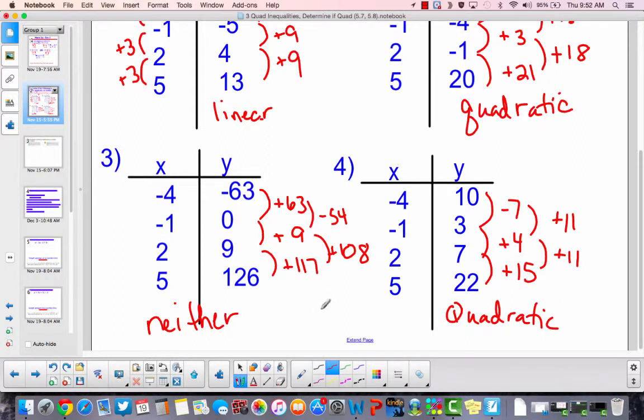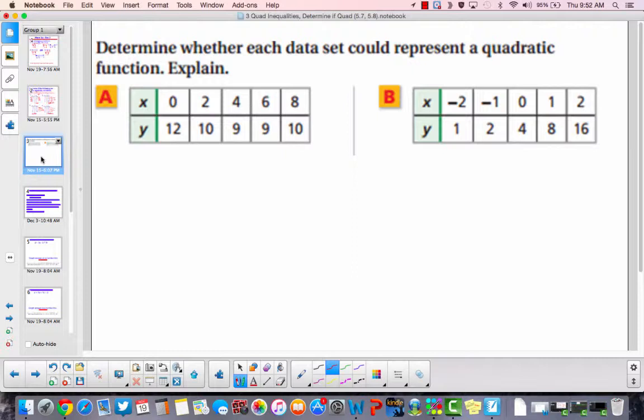Okay. We can also look at that in this direction. Okay? So you try both of these. Go ahead and pause it here.